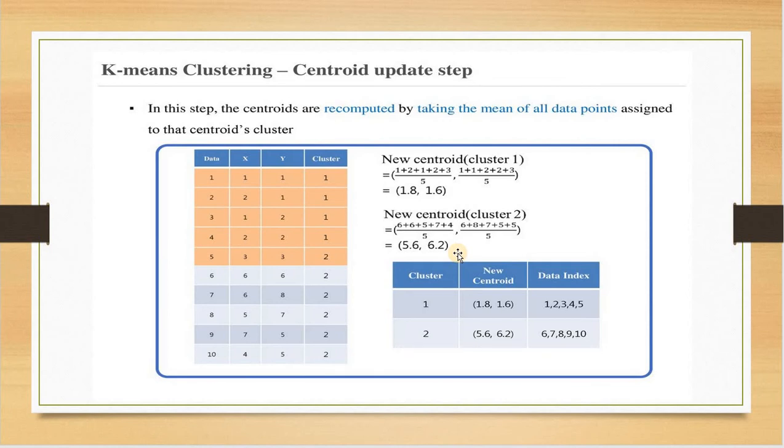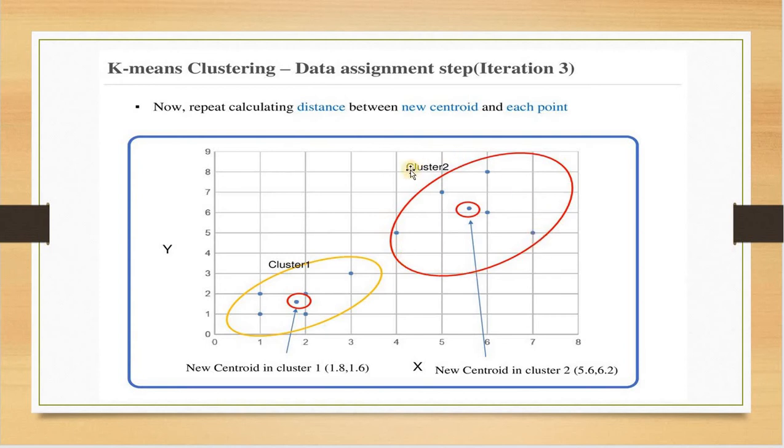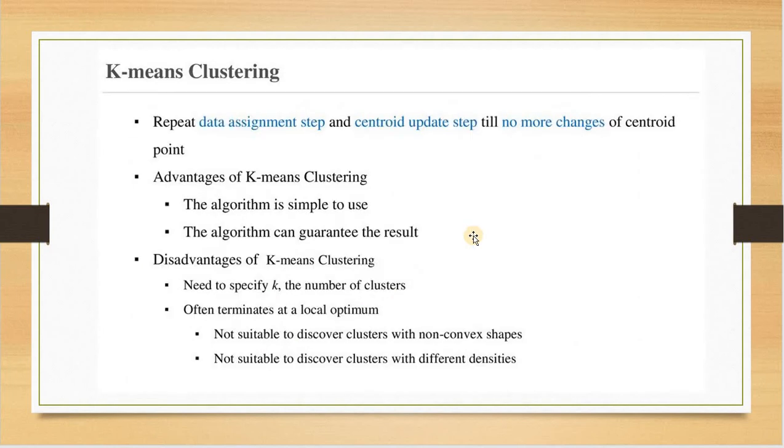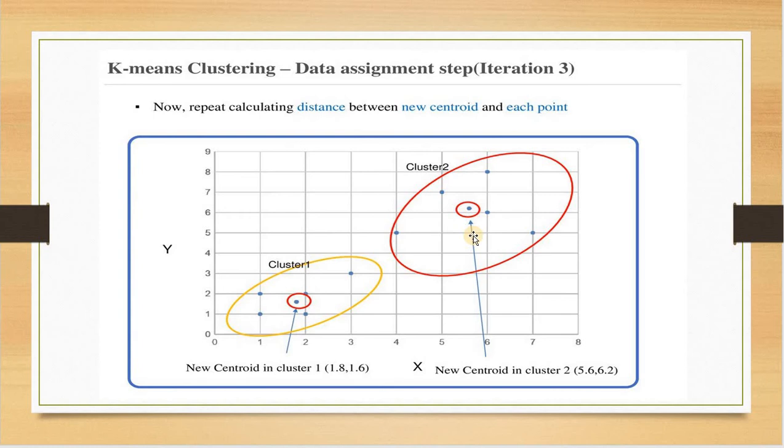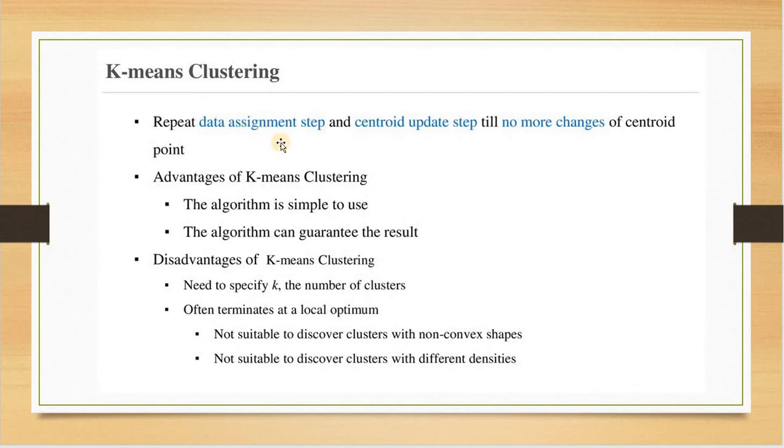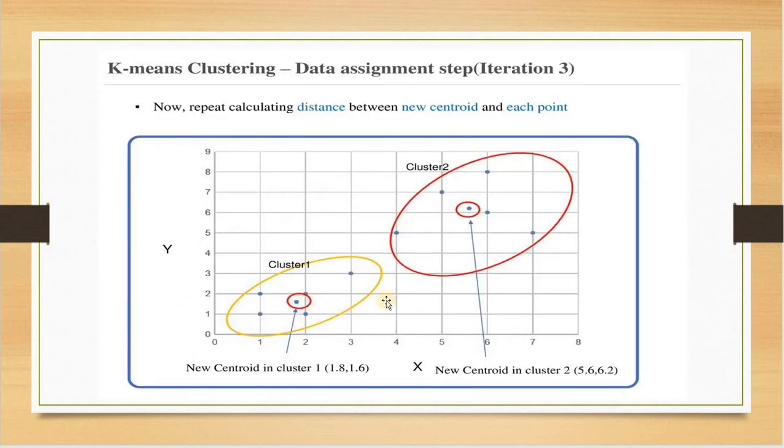Now we can clearly see that no point is outside and no point is mixing between the two clusters. We got our 6 points in cluster 2 very clearly and 4 points in cluster 1 very clearly. As we got very clean clusters, we can stop our data assignment step and the iteration, and we get our clusters. In this way we have done the clustering for the previous example. I hope you have understood it very clearly. We repeat the data assignment step and centroid update step until there are no more changes of the centroid points. Here no changes are required, so we will stop our algorithm.